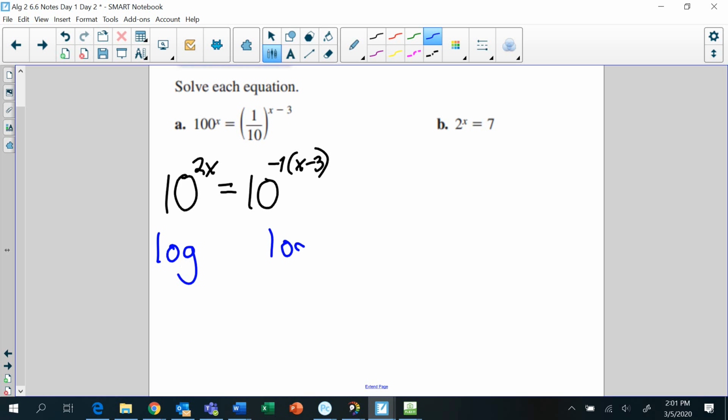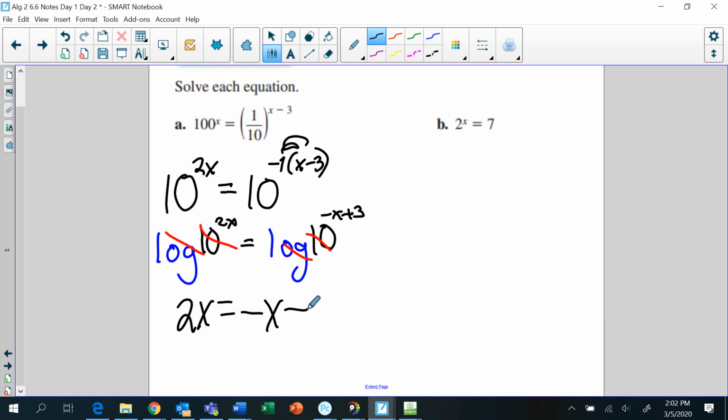I'm going to have log of the right side, negative x plus 3. So when I log base 10 of 10, they cancel. I get 2x equals negative x plus 3. Add my x: 3x equals 3. x equals 1. So I've already taught you how to cancel out the 10. We're just doing it by actually solving now.